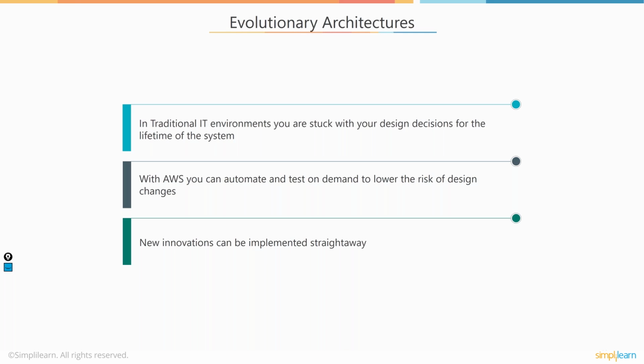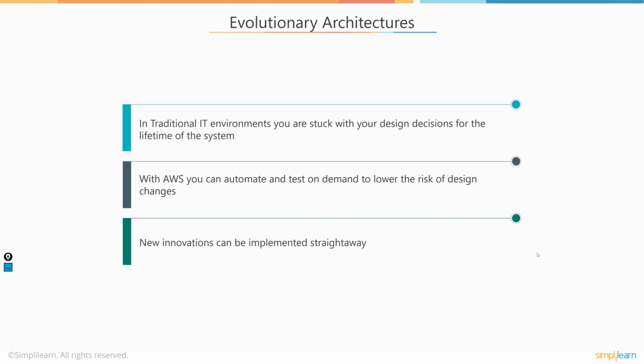Evolution of architecture in additional environments. Imagine architectural decisions are usually implemented as a static one-time event during the lifetime of the system. In the cloud, the provider gives you the capacity to automate and test on demand. This lowers the risk of design changes and makes implementation of innovations and new features easy and actually quick, which means that you aren't stuck with last year's technology. You always deploy the latest ones.